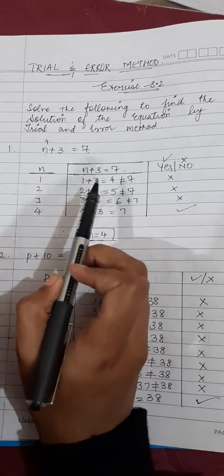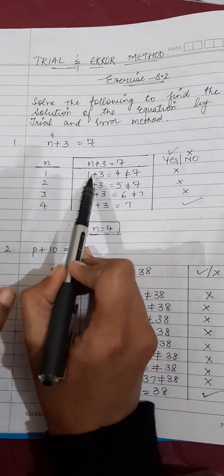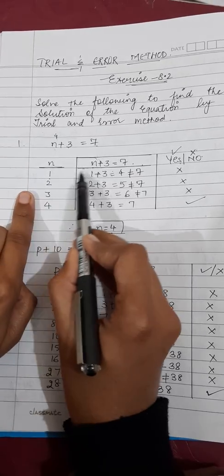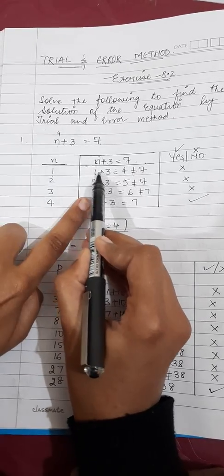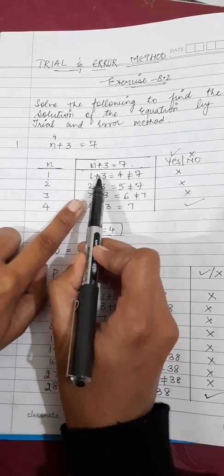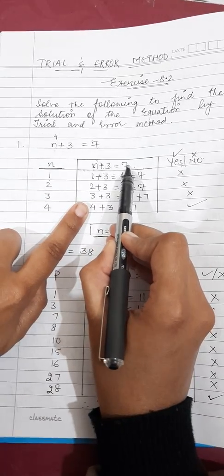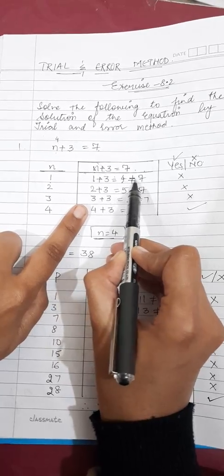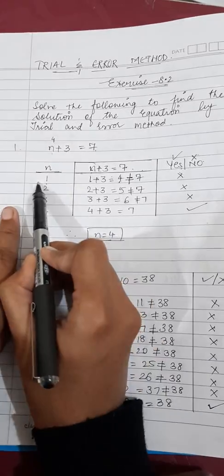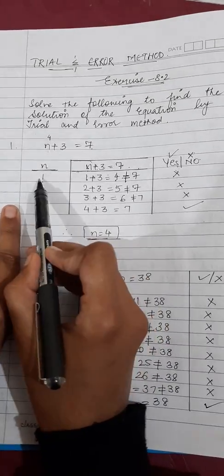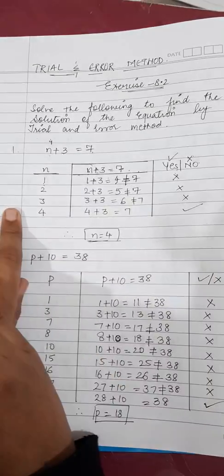First of all, if I place the value of n as 1, instead of n I'm going to place 1. So instead of this n, 1 plus 3 equals, now what is 3 plus 1? 4. Now this is giving me 4, which is not equal to the right side, which is 7. So that means 4 is not equal to 7. That means this row is wrong. I cannot put the value of n as 1 because this is not going to give me 7.